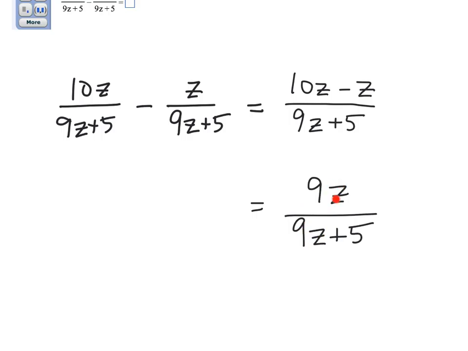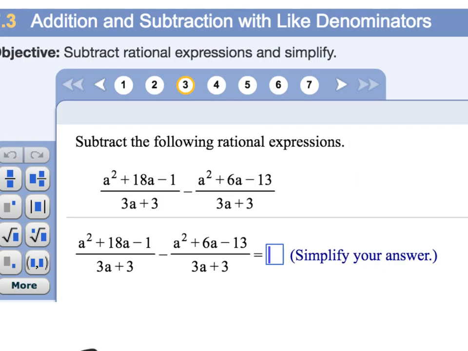The other thing is you're not allowed to cancel the 9z and the 9z, because this is not a 9z, this is a 9z plus 5. When it's connected by a plus or a minus, this whole thing has to be treated as a number or as a factor. And so there is our final answer. Subtracting these two fractions is pretty straightforward because we already have our common denominator.